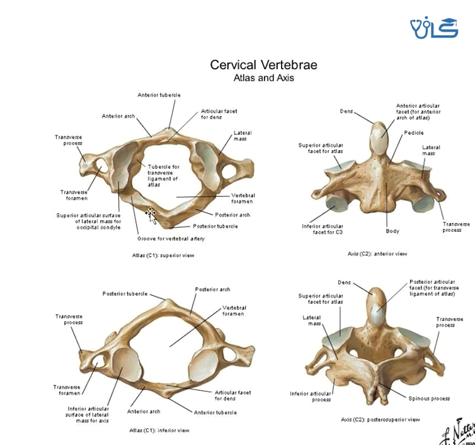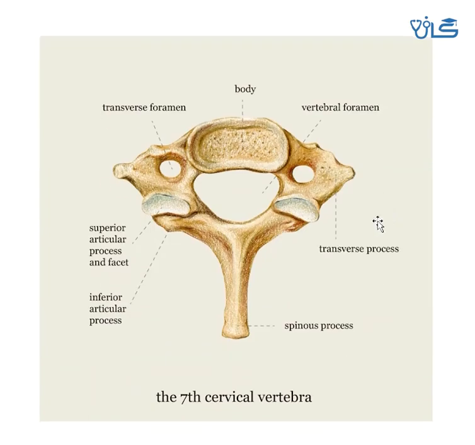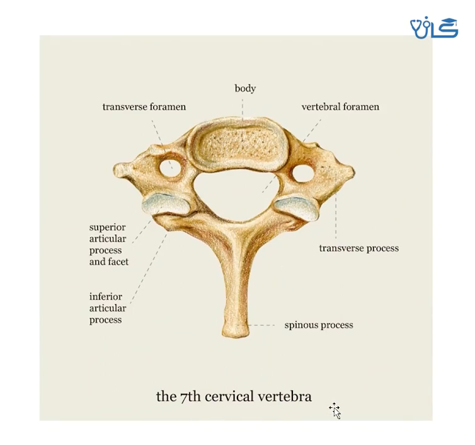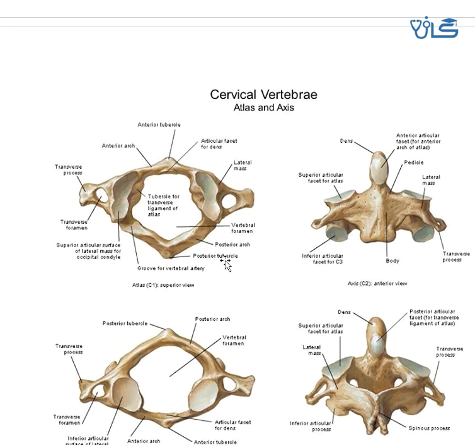Atypical vertebrae are the first cervical vertebra, axis vertebra, and seventh cervical vertebra. The first cervical vertebra or atlas has no body and spinous process because it is an atypical vertebra. On each side it has an articular surface that articulates with the occipital bone and forms the atlanto-occipital joint.